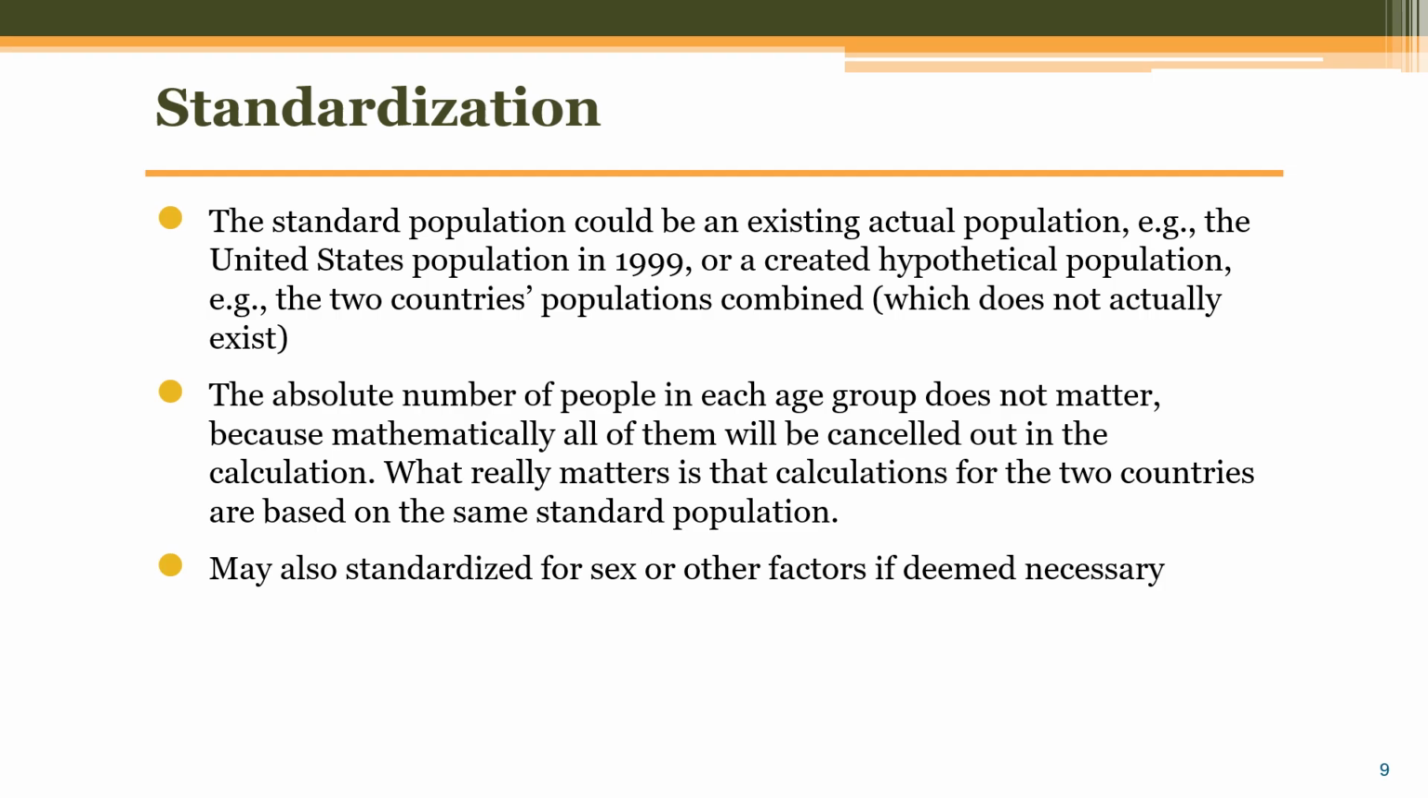The absolute number of people in each age group does not matter, because mathematically all of them will be canceled out in the calculation. What really matters is that calculations for the two countries are based on the same population, so that the age composition or percentage of each age group is the same. Apart from age, other factors such as sex can be standardized too, if deemed necessary.